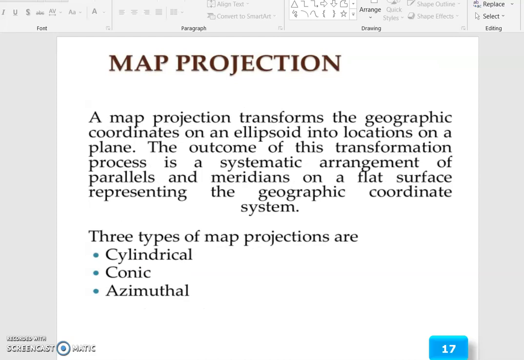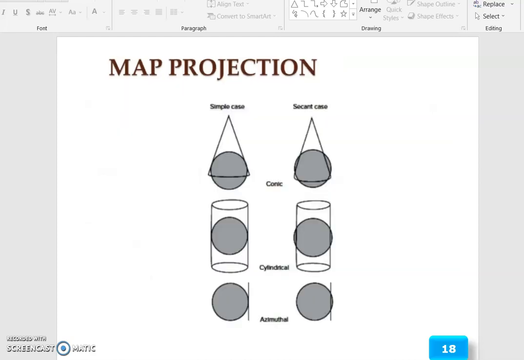The map projection. A map projection transforms the geographic coordinates on an ellipsoid into locations on a plane. The outcome of this transformation process is a systematic arrangement of parallels and meridians on a flat surface representing the geographic coordinate system. Three types of map projections are cylindrical, conic, and azimuthal. See the first one, the conic, the cylindrical, and then the azimuthal.